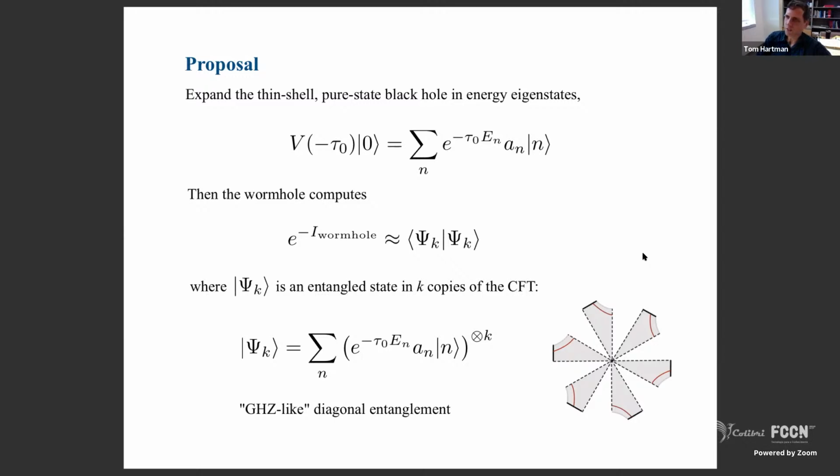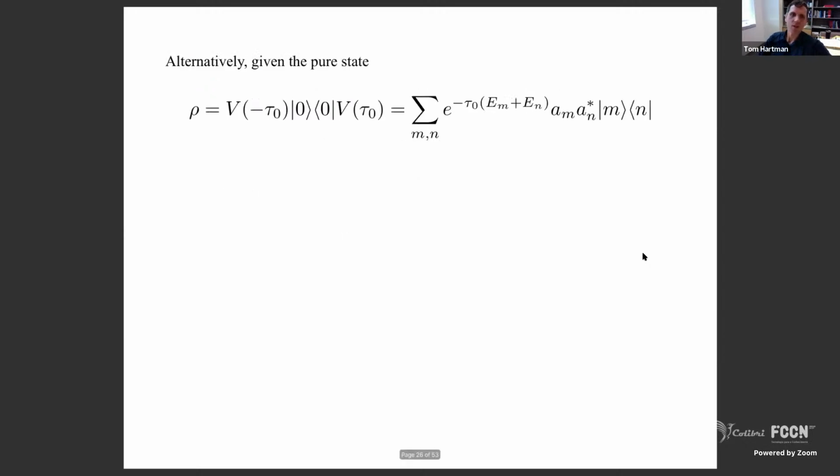So what does this have to do with coarse graining? Well, there's another way of saying what I've just told you, which is the following. We start with a pure state. Now I'm writing just the density matrix for our pure state thin shell black hole, by taking our pure state and expanding again in energy eigenstates. Now this density matrix is pure, so it obviously has von Neumann entropy equal to 0.